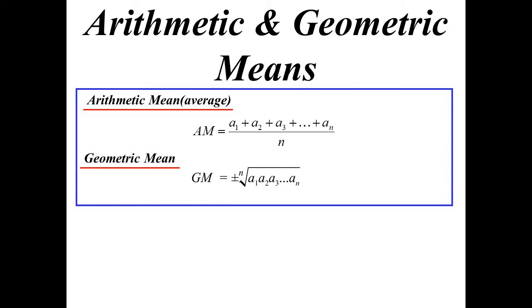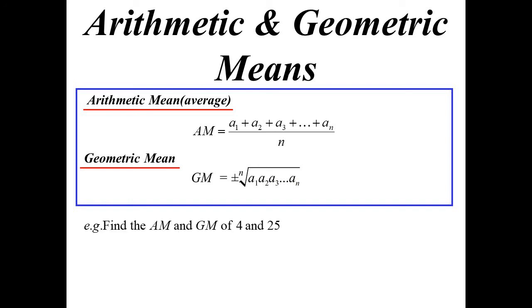So the geometric mean, instead of adding all the numbers, we multiply all the numbers together. So A1 times A2 times A3, however many we have. And instead of dividing by the number of terms, we find the nth root. 2 terms, you find the square root. 3 terms, you find the cube root, and so on. And, well, plus or minus, because sometimes we can't tell. It depends on how much information, whether we can say that that mean is going to be a positive number or a negative number. Most of the times it's a positive number, but you never know.